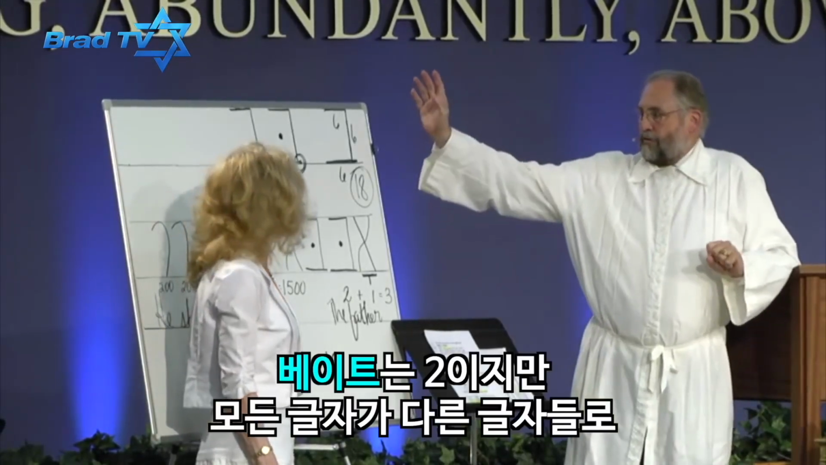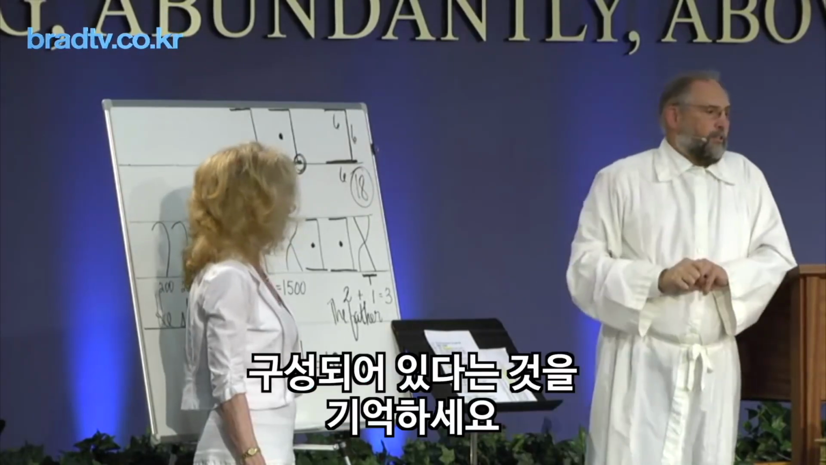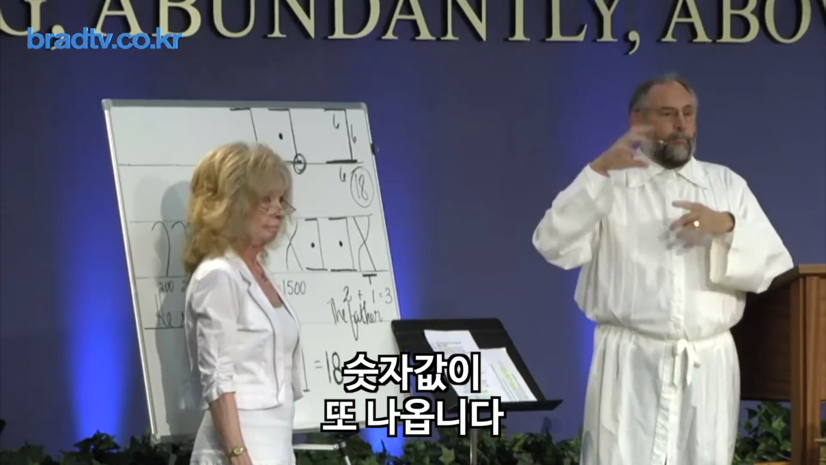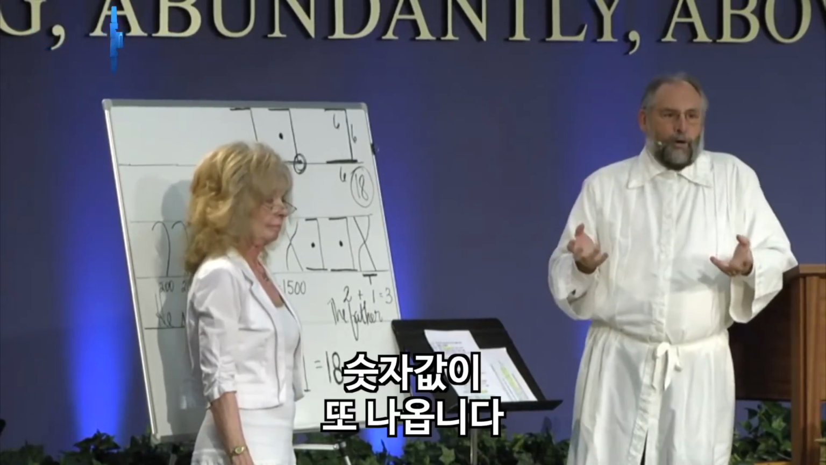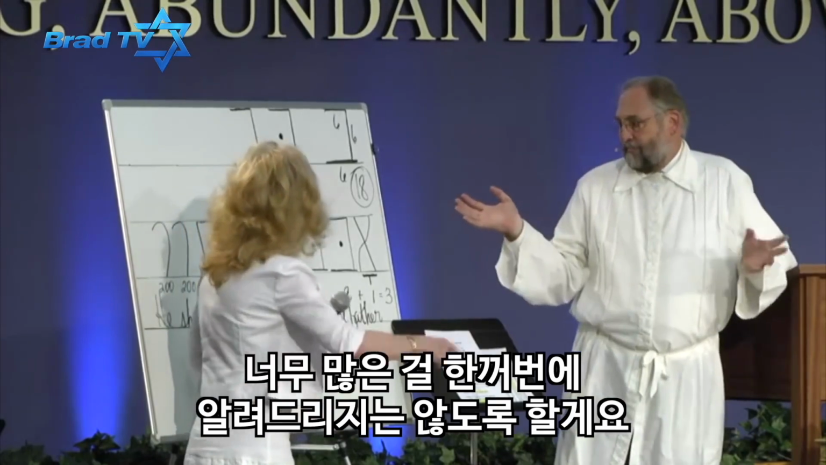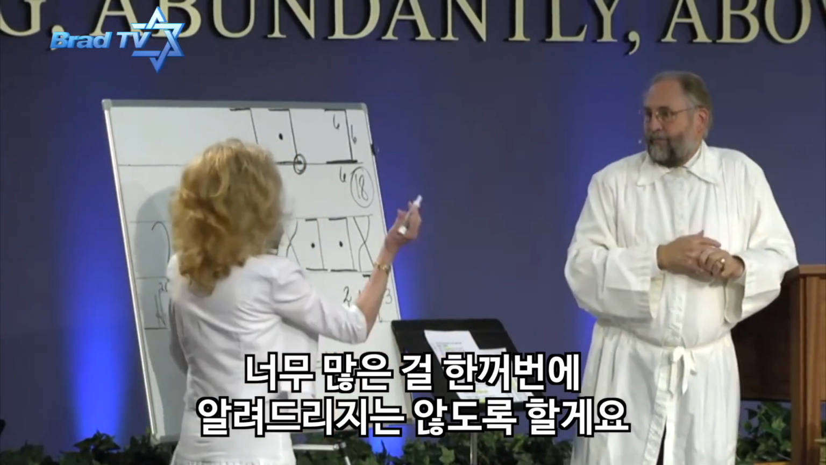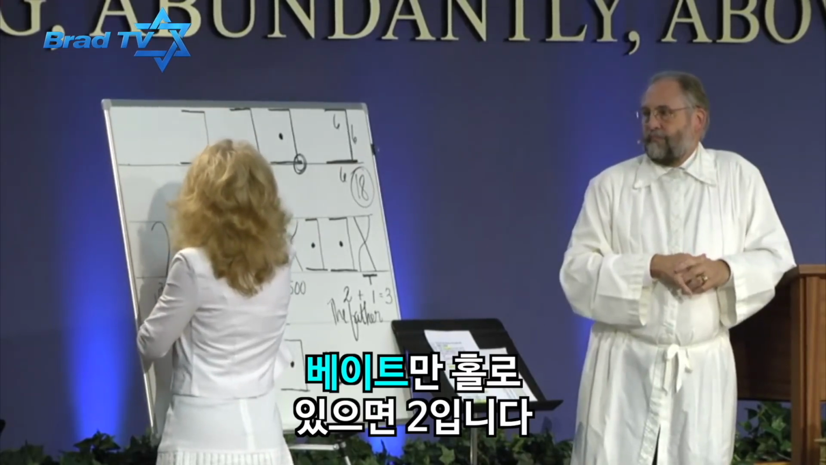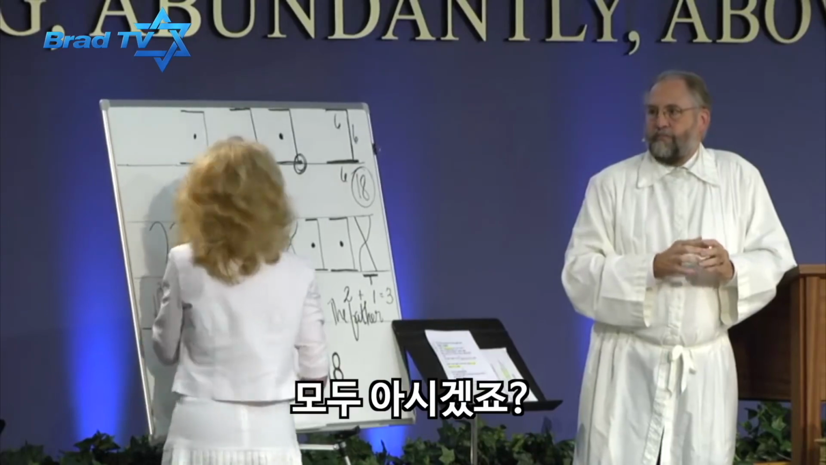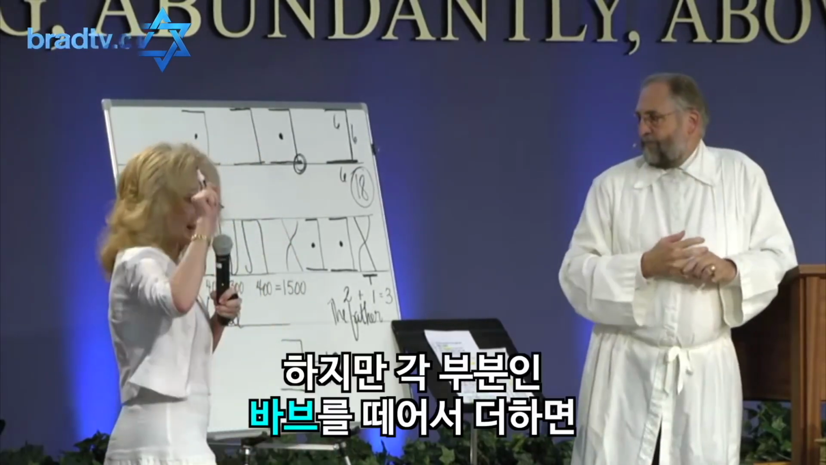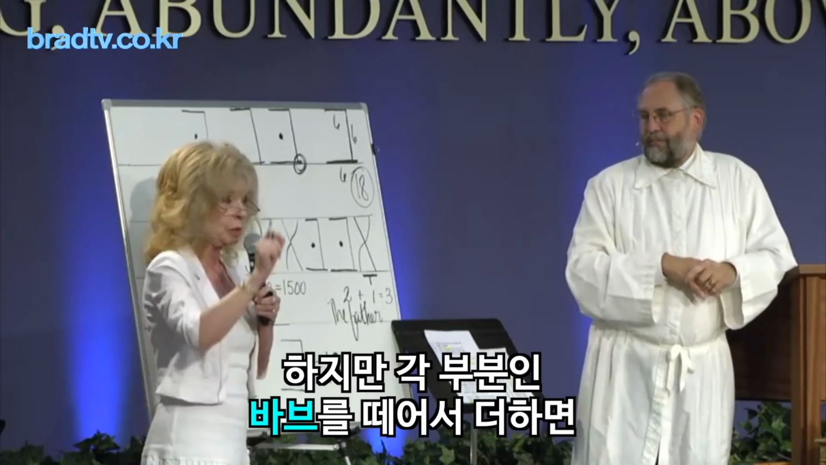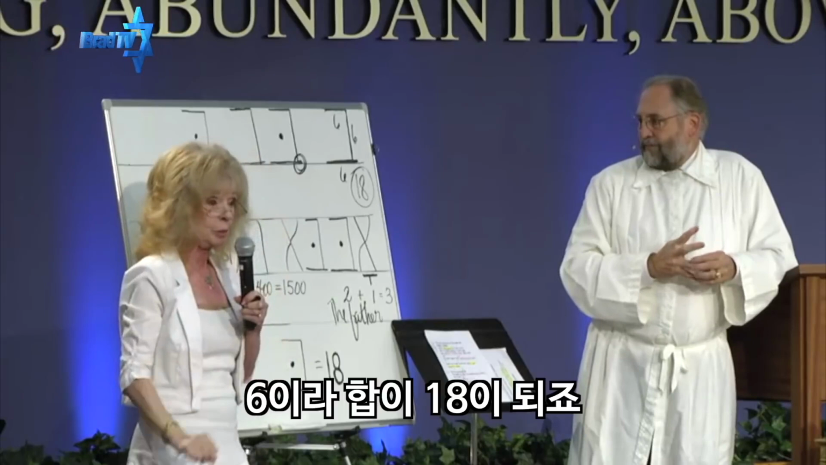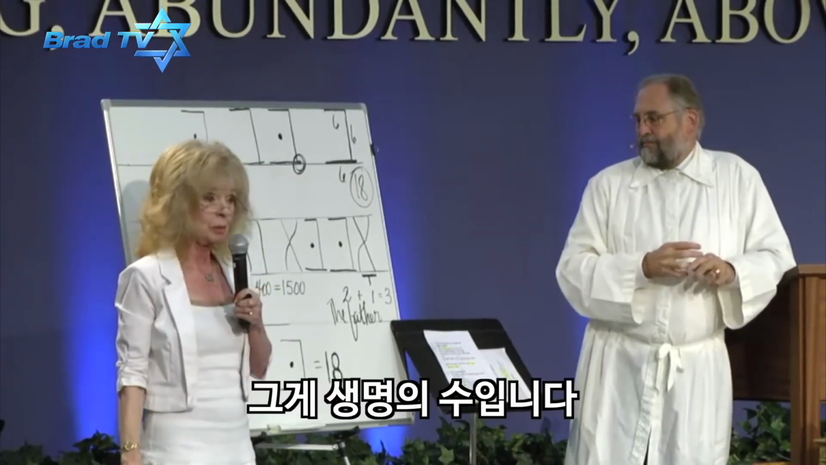Now, so you don't get confused, the bait is the number 2, but she's talking about how every letter is made up of other letters. And so when you look at the other letters that make up a letter, you can have another number. So we're giving you a lot of information at this time. So the bait all by itself, just as a number, is going to be 2. Everybody clear on that? But when you take each individual part of the bait, which is what letter makes up the bait? The vav, and there's 3 of them. Vav equals 6, which equals 18, which is the number of life.